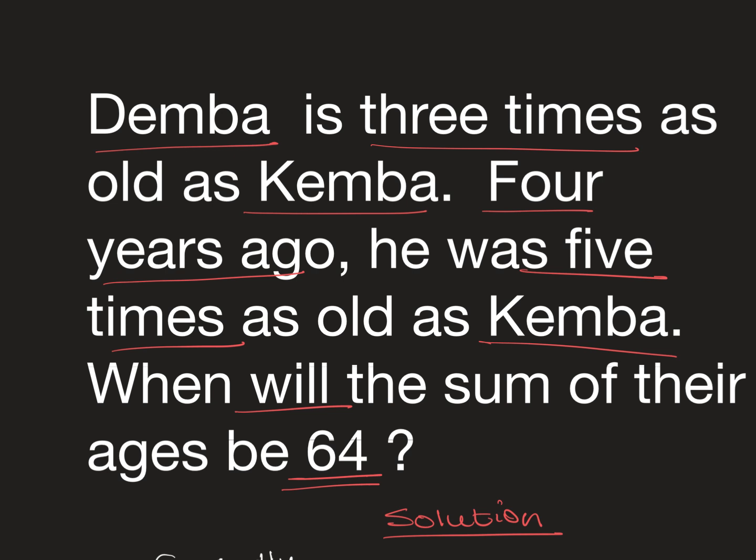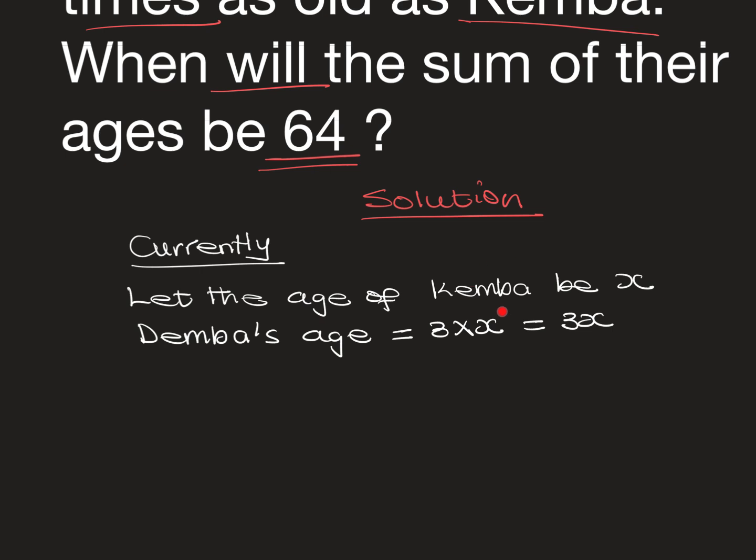which reads, 4 years ago, he was 5 times as old as Kemba. So the question is still referring to Demba. So it means that 4 years ago, Demba was 5 times as old as Kemba. Now, how do we go back to the past? If this is their current ages, Kemba is X, Demba is 3X. So 4 years ago means that 4 years will be subtracted from their current ages, right?